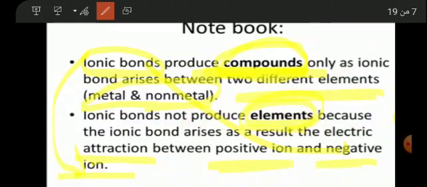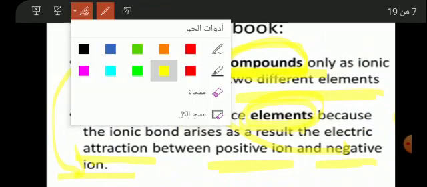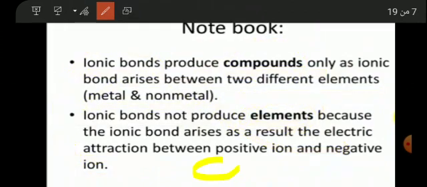Positive and negative, so they are different from each other because positive ion is produced from metal atom and the negative ion is produced from non-metal atom, so they are different. So the ionic bond can form compound molecule, not element molecule. Element molecule means the two are the same as each other, for example O2, N2, H2. As for the compound molecule, the two atoms must be different, so I must have one metal atom, and the other will be non-metal. Okay, and where does this happen? In ionic bond.